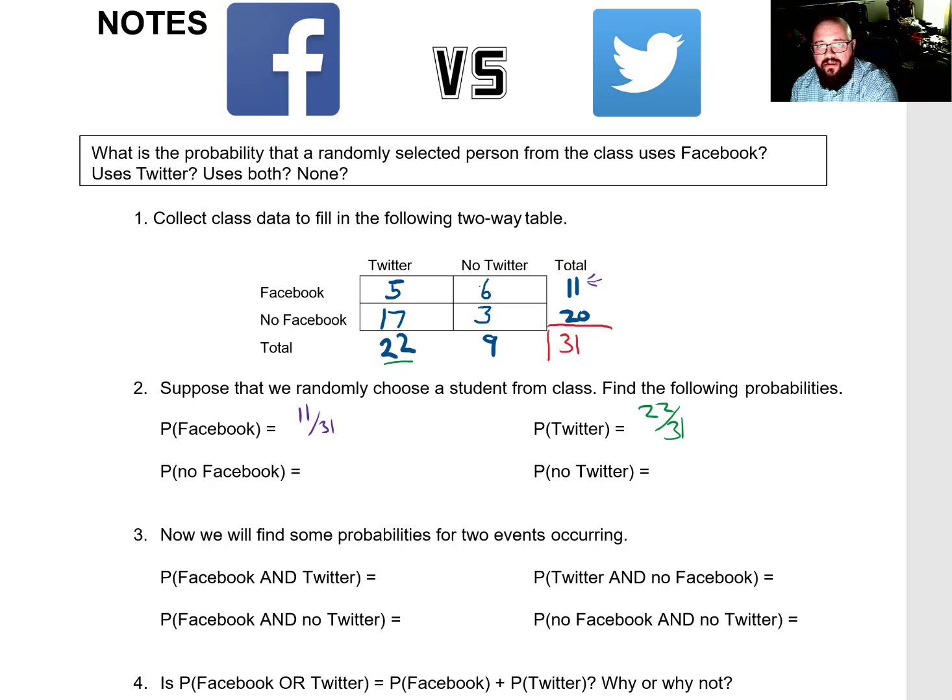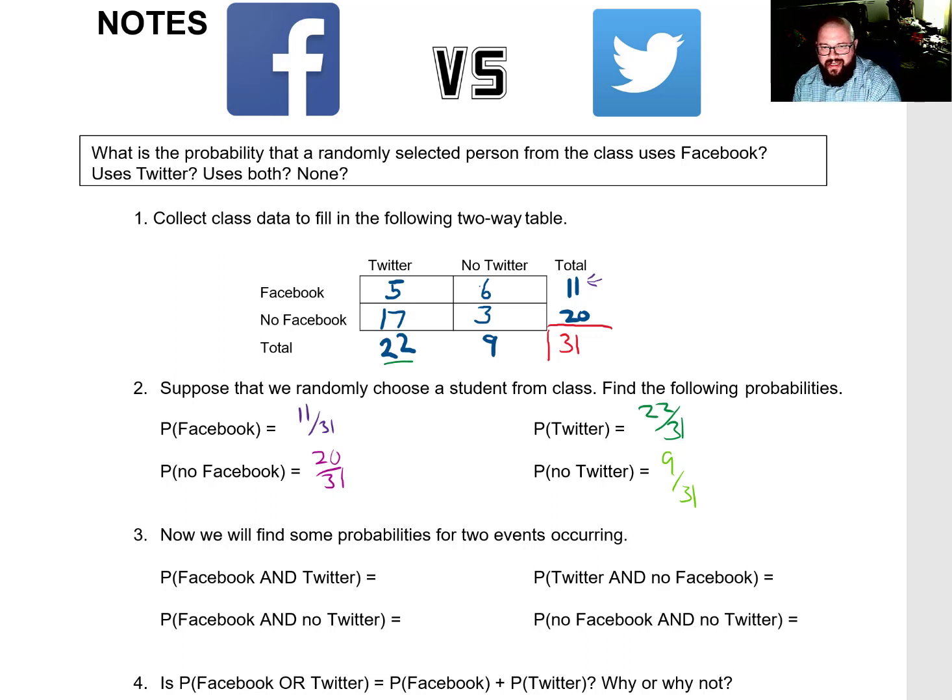Now let's look at probability of no Facebook. No Facebook is 17 plus 3, so we should get 20 over 31. And then the probability of no Twitter, we had 6 plus 3, so we had 9. So 9 out of 31 for no Twitter.